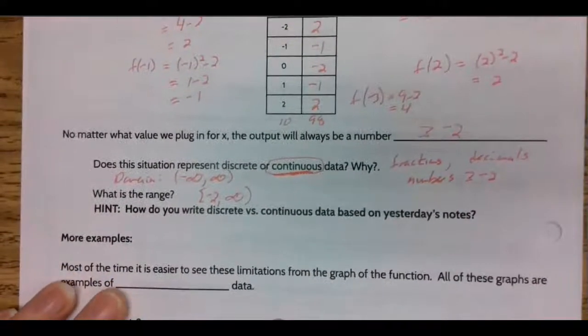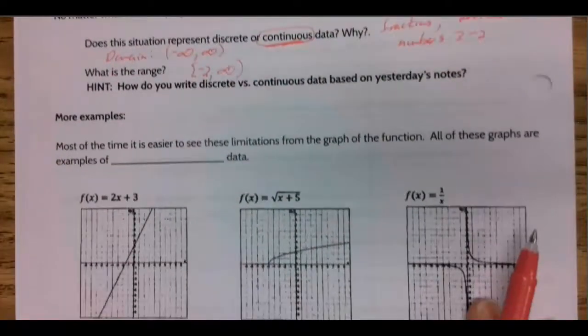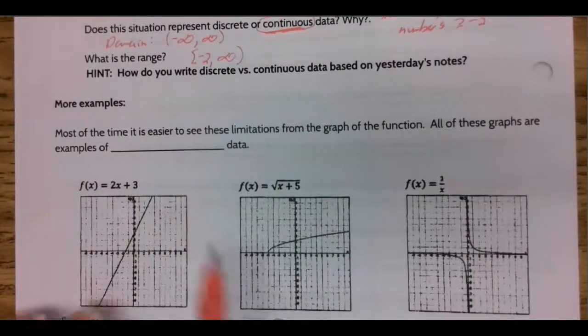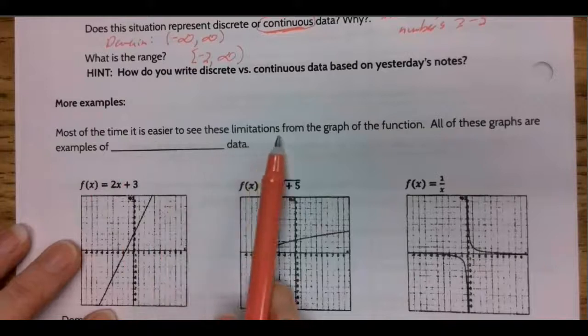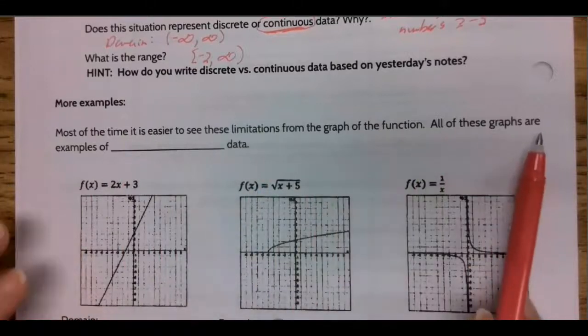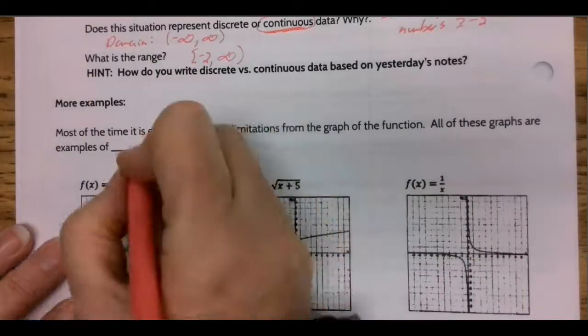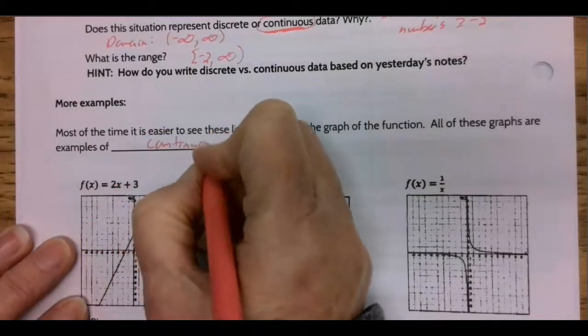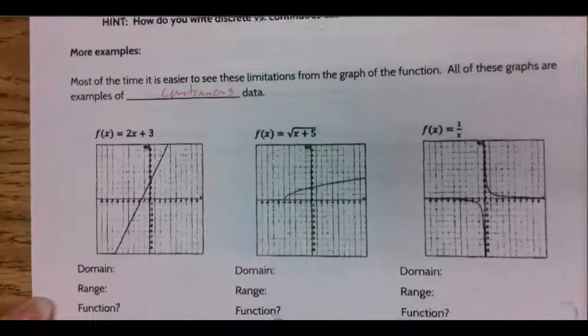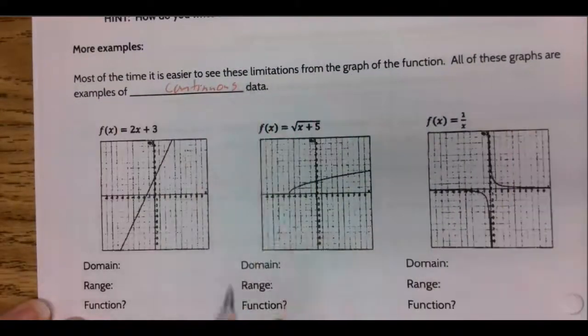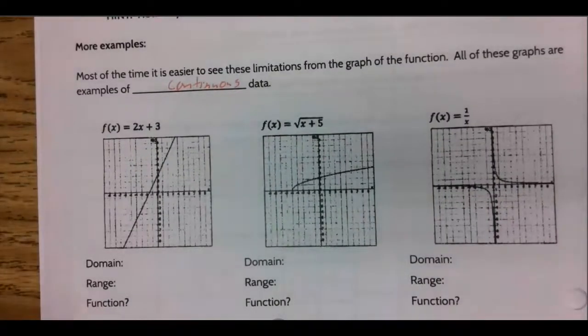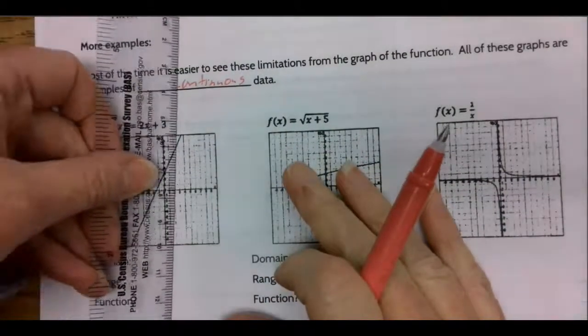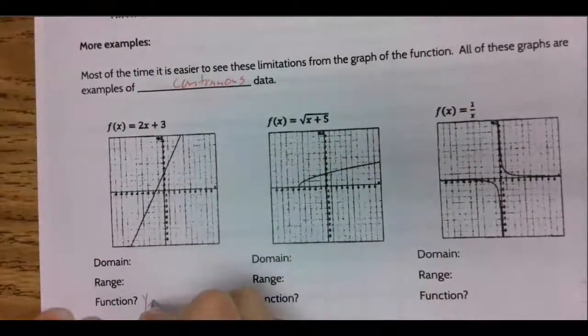Okay? So here are some more examples so that we can just look at domain and range. Most of the time, it's easier to see the limitations from the graph. All of these graphs are examples of continuous data. Okay? These are really easy to find out if they are functions or not with our vertical line test. So we can easily see, does this pass the vertical line test? Sure does. Yep, it's a function.